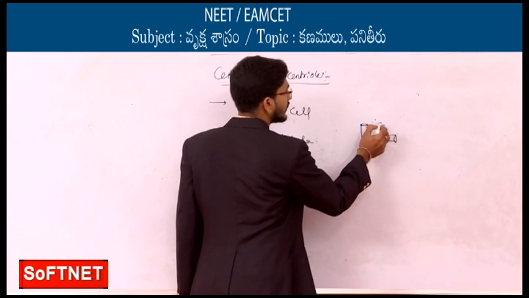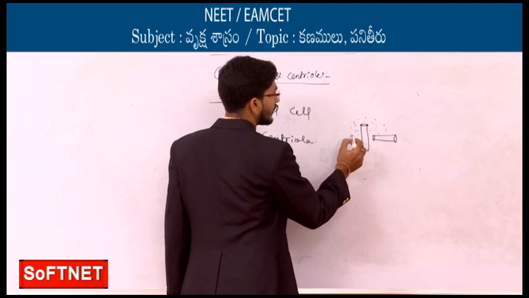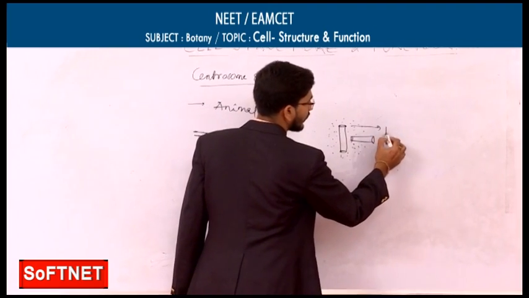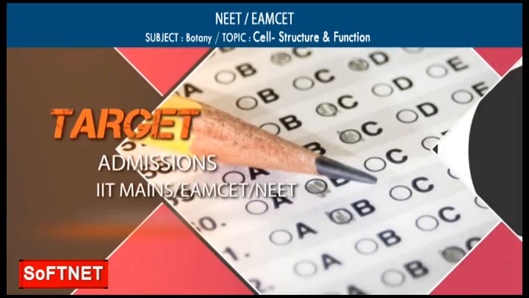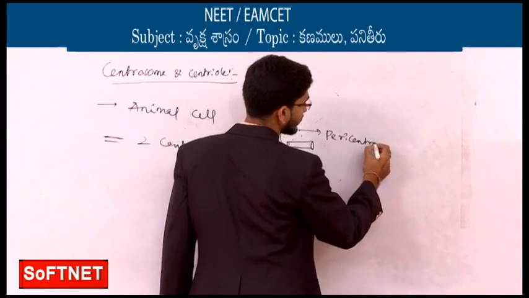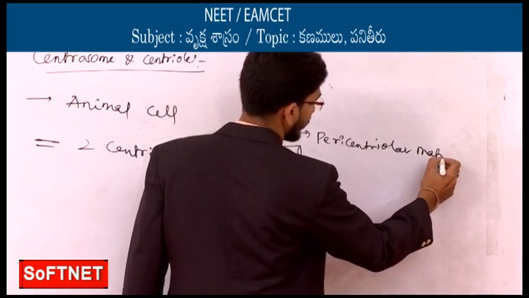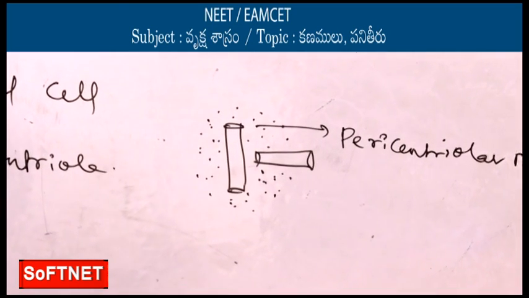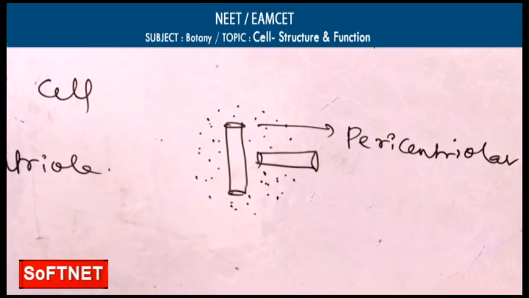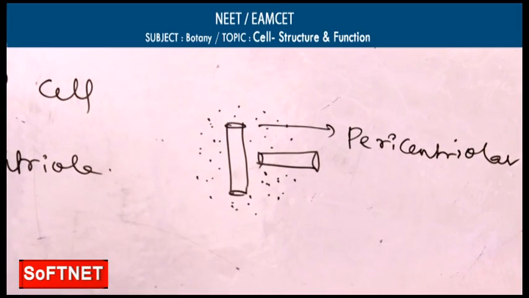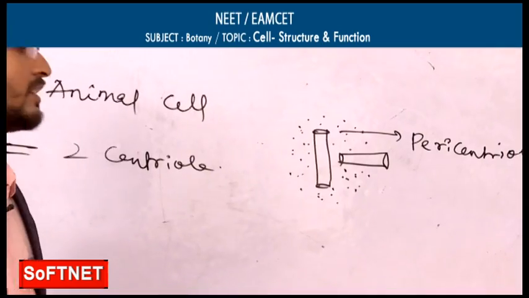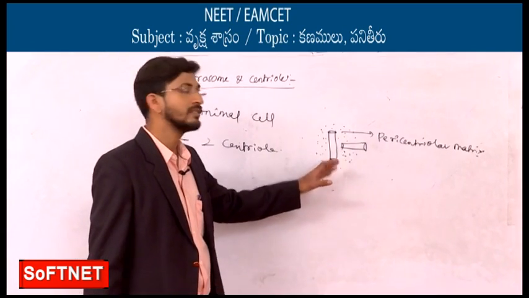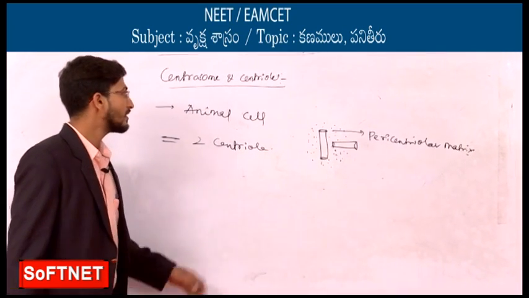These centrioles are surrounded by a pericentriolar matrix. Because of this pericentriolar matrix, it appears like an organelle, and that is why it is considered a cell organelle. Actually there is no membrane around the centrosome, but the pericentriolar matrix accumulates to surround the centrioles. So what are the functions of these centrosomes?